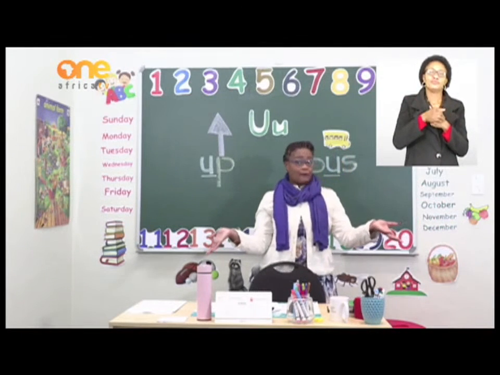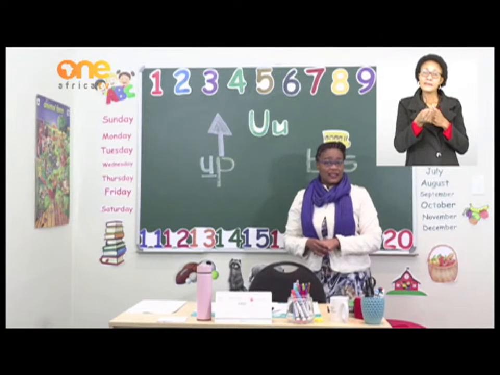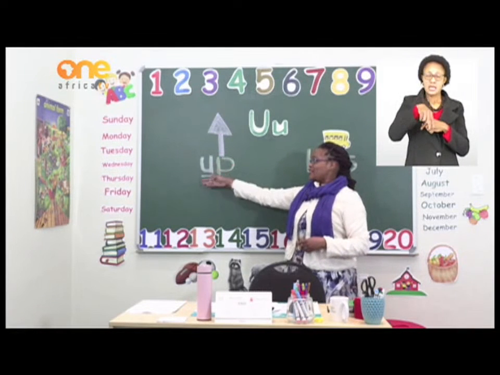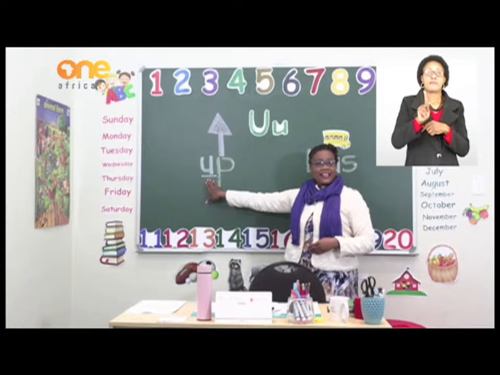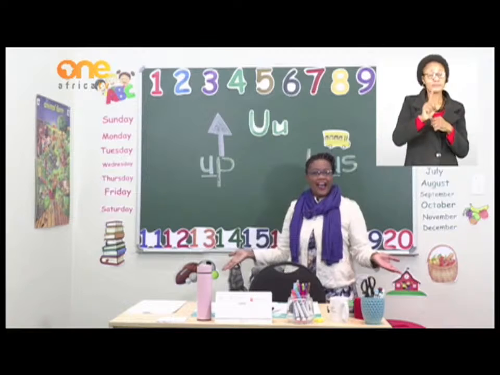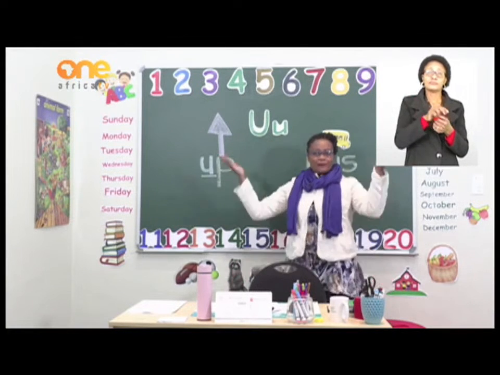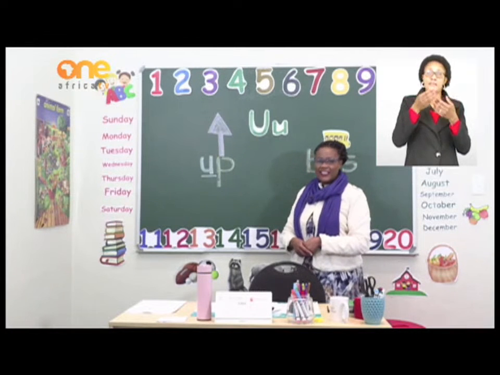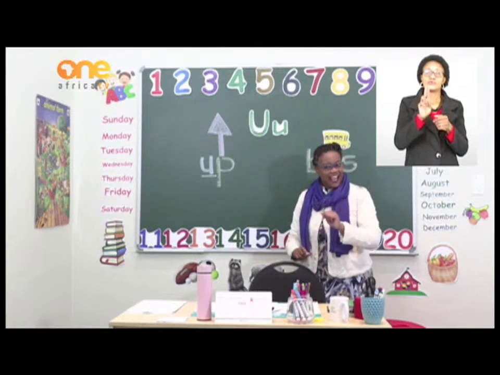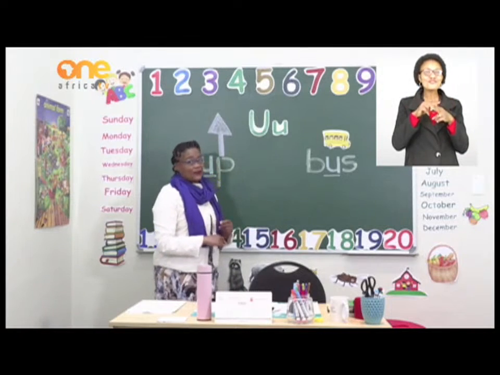But apart from the umbrella, we also have other words that have the letter U in them. For example, the word up. You can see that the letter U is at the beginning and it goes up. Everybody, let's jump up. Well done. Jump up. Very good.